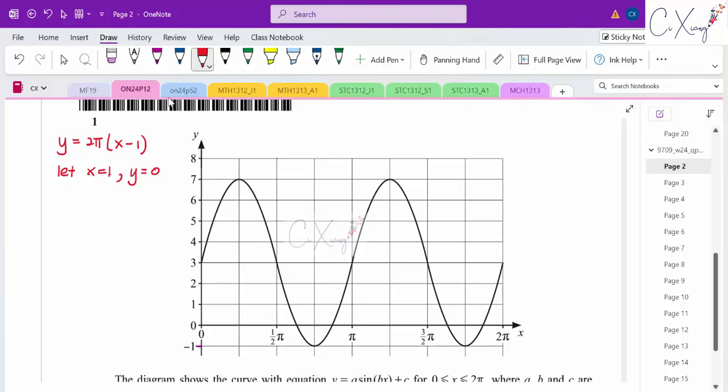Okay, so I need to find out where x equals to 1 is. Pi is 3.142. Pi divided by 2 is around 1.5. And we are looking for x equals to 1, so maybe it should be somewhere here. So you try to figure out where it is and then plot the point. So x equals to 1, y equals to 0. Then how about another point that you can try to figure out? If you want, you can try to let y equals to a number.